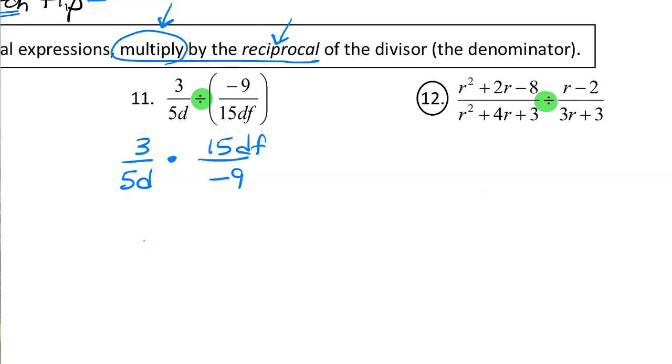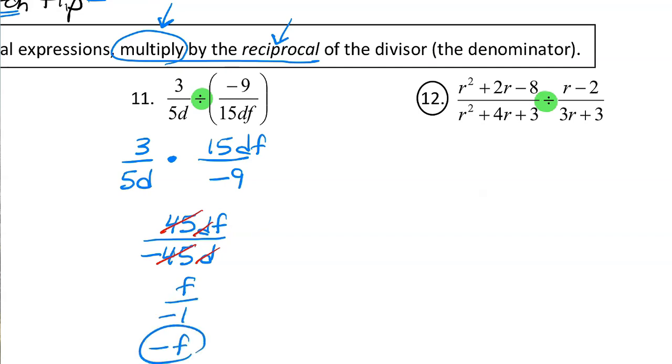You would have one fraction, 3 times 15 is 45df. 9 times 5 is -45d. And then we can divide the 45s and the d's. So it looks like we have left f over -1, which we would call negative f, is how all that simplifies.